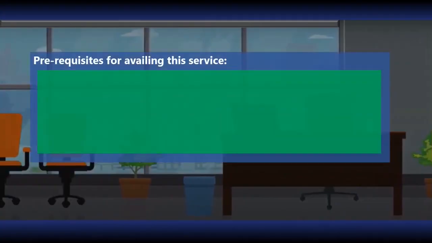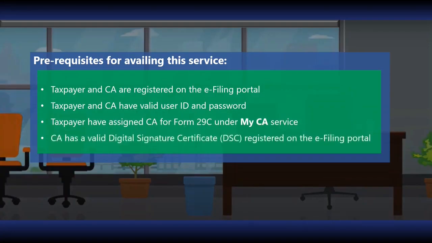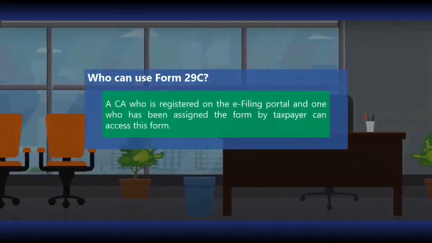Let us look at the prerequisites for filing Form 29C. The taxpayer and the chartered accountant should be registered on the e-filing portal and should have a valid user ID and password. The taxpayer should assign Form 29C to a chartered accountant, and the chartered accountant should have a valid digital signature certificate. The form can be used by a chartered accountant who is registered on the e-filing portal and one who has been assigned the form by a taxpayer.